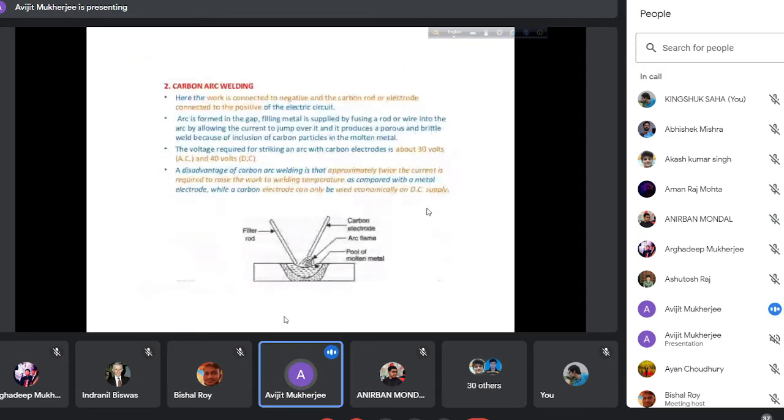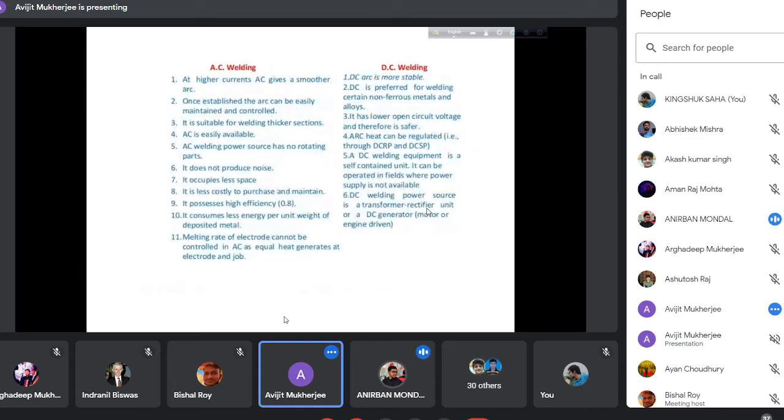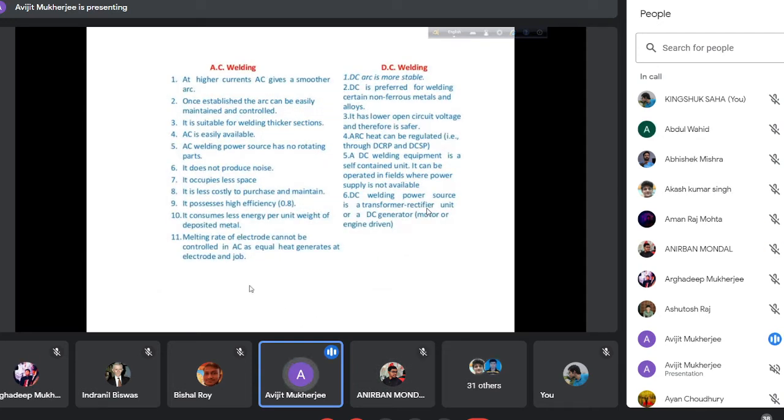Only 1 minute, I just am. Okay, sir. So these are the advantages and limitations of AC and DC motor generator set. Here, what are the advantages? DCSP, DCRP. So this is the major advantage or importance of using a DC set, along with so many others, all self-explanatory. So go through any book and find out the differences, distinguish between AC and DC welding or power sources.